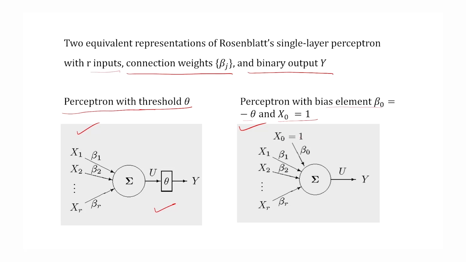Here we are using this bias element beta naught, which is equal to minus theta, and then you are taking x naught equal to 1. So, corresponding to x naught equal to 1, the weight is beta naught, and then corresponding to x 1 it is beta 1, and so on, corresponding to x r it is beta r. Then you are taking summation beta j x j, j running from 0 to r. So, you get u, and ultimately you get the output y, which is a binary variable.